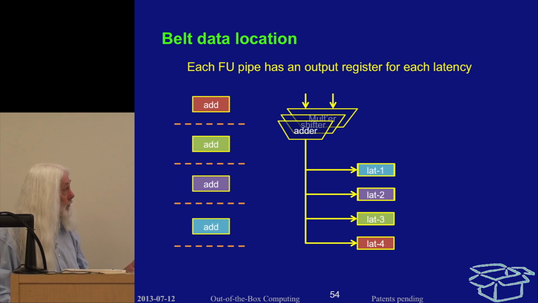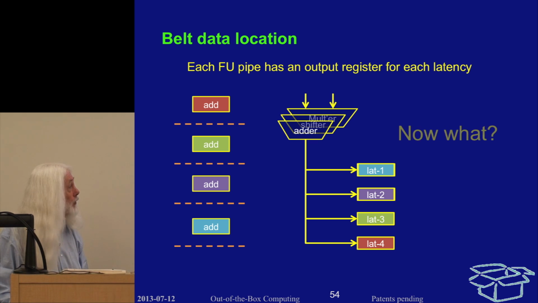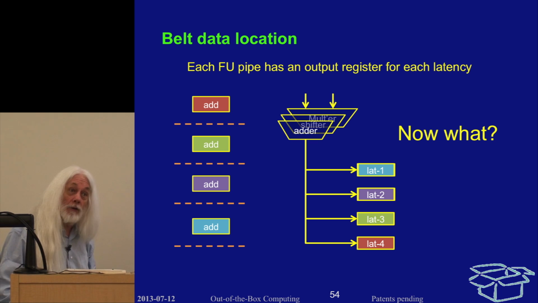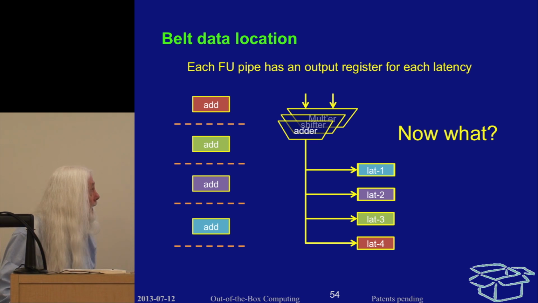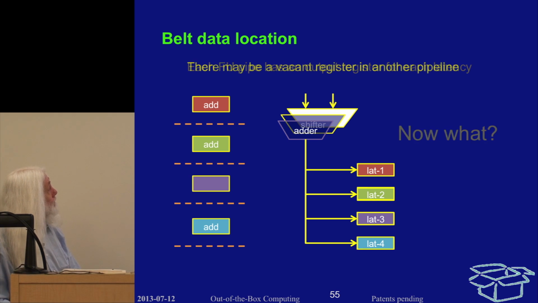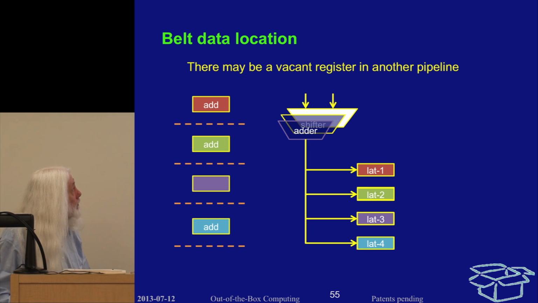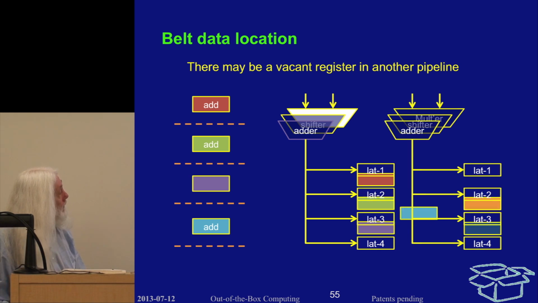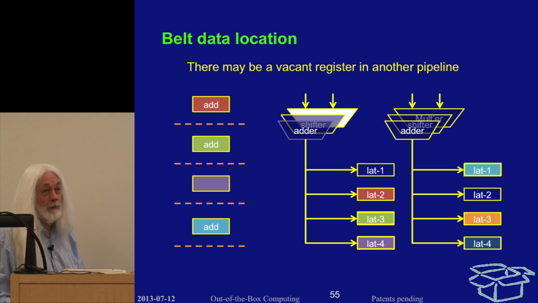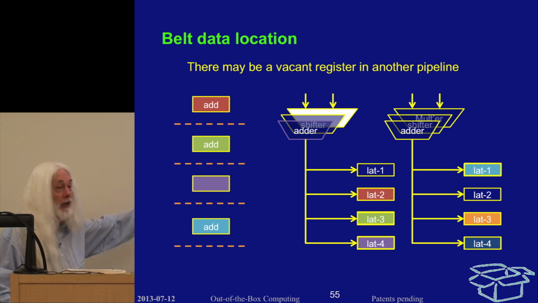Of course, now all the latency registers are full. Now what? Well, now there are separate data paths. We have to pull a value off that last one. One possibility is there may be a vacant register in another pipeline. It's a different pipeline, and we can do that. Alternatively, the spiller maintains a bank of buffer registers. The save may go to that.